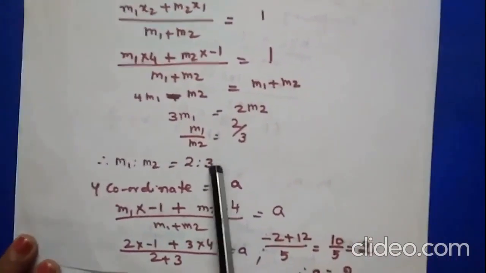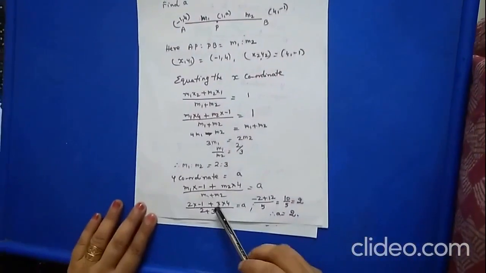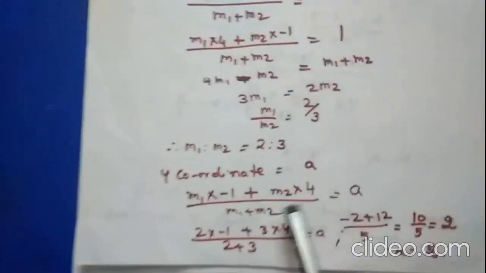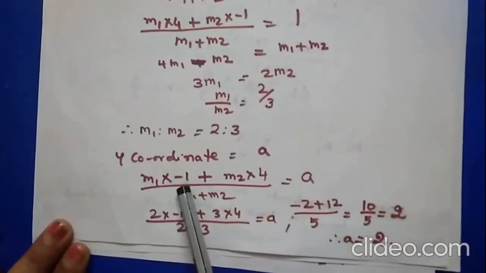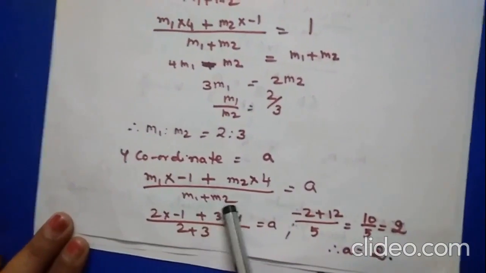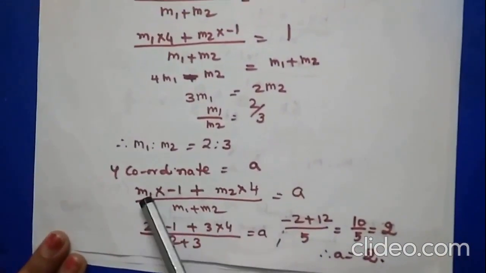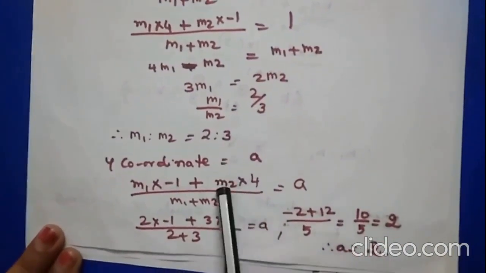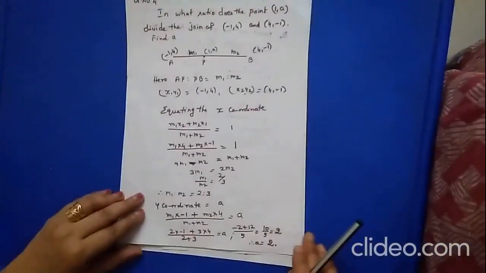Now you want to find the value of a. That is the y coordinate. What is the y coordinate formula? (m1 y2 plus m2 y1) by (m1 plus m2), m1 into -1 plus m2 into 4 divided by m1 plus m2 is equal to a. In the place of m1, 2, in the place of m2, 3, you substitute, you are getting the value of a is equal to 2.